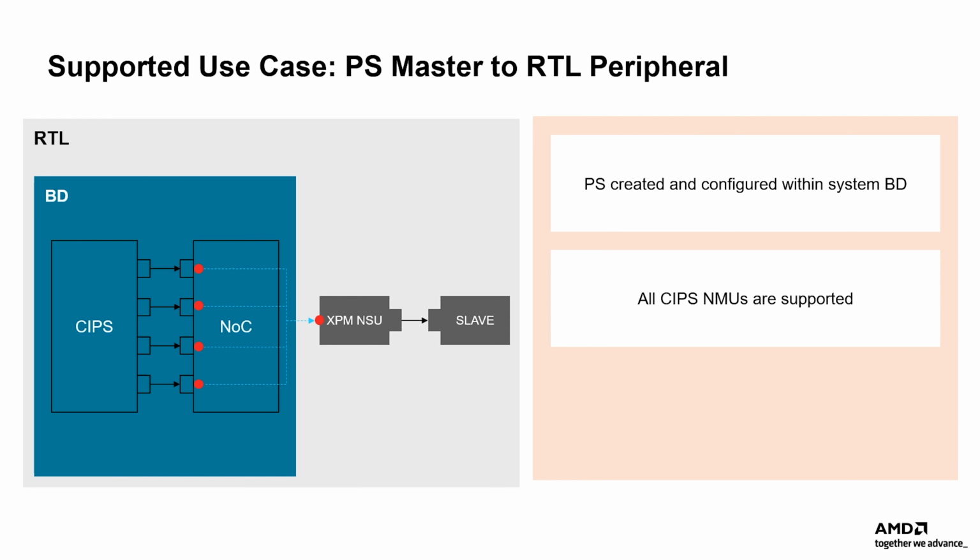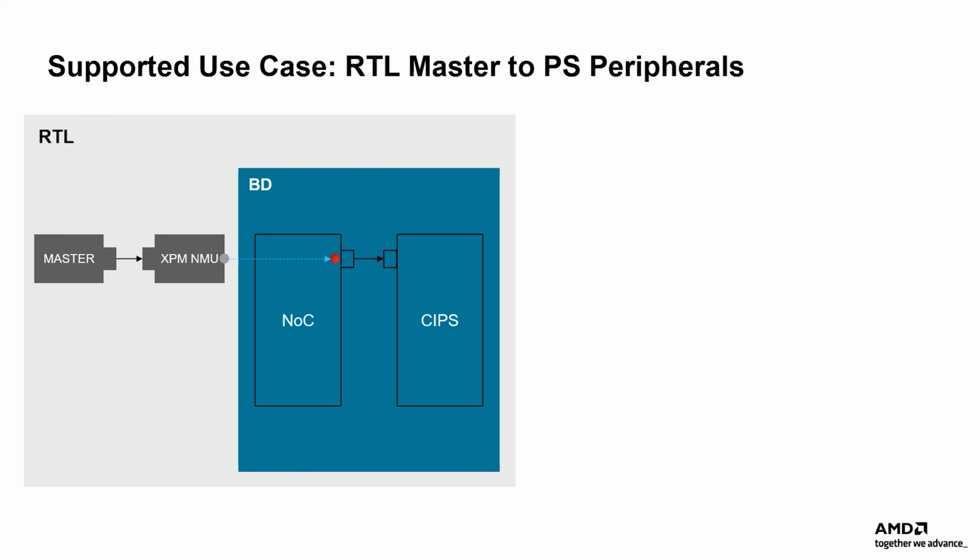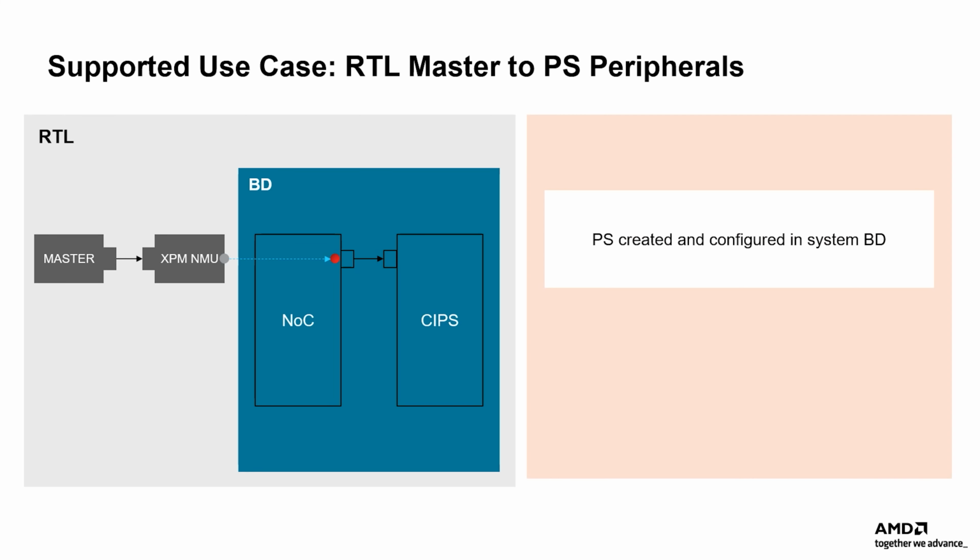The third use case is an RTL master to PS peripherals. Here, the RTL master is requesting access to a PS peripheral within the system BD. The NOC and SIPs are instantiated in the BD, and the RTL master with the NMU can connect to a PS peripheral via the NOC with an NSU.